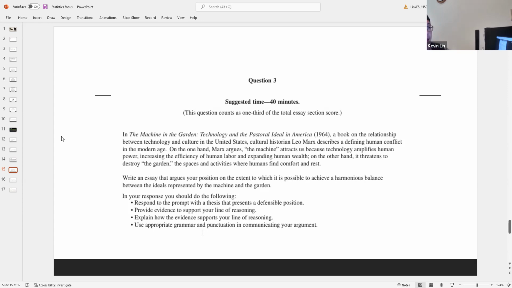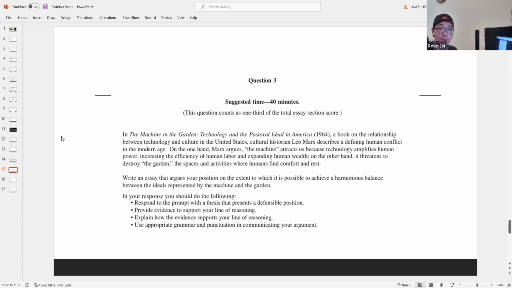This one says, in The Machine in the Garden: Technology and the Pastoral Ideal in America, a book on the relationship between technology and culture in the United States, cultural historian Leo Marx, not Karl Marx, Leo Marx, describes a defining human conflict in the modern age. On the one hand, Marx argues the machine attracts us because technology amplifies human power, increasing the efficiency of human labor and expanding human wealth. On the other hand, it threatens to destroy the garden, the spaces and activities where humans find comfort and rest.